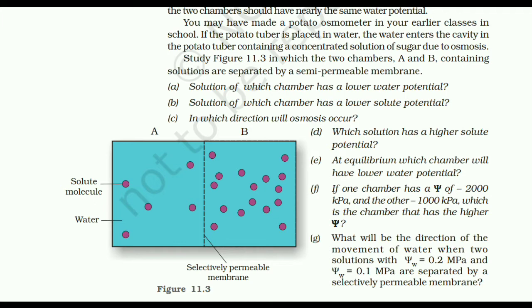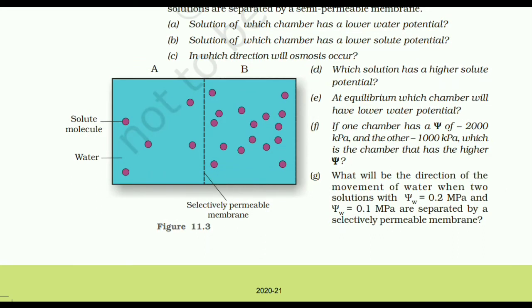Please think it out and drop down in the comment section below. If you failed or face any problem in solving these questions, please let us know and we'll solve them pretty soon. E. At equilibrium, which chamber will have low water potential? F. If one chamber has psi of minus 2000 kilopascal and the other of minus 1000 kilopascal, which is the chamber that has the higher psi? Number G. What will be the direction of movement of water when two solutions with psi w equals 0.2 megapascal and psi w equals 0.1 megapascal are separated by a selectively permeable membrane? Please drop down the answers in the comment section.